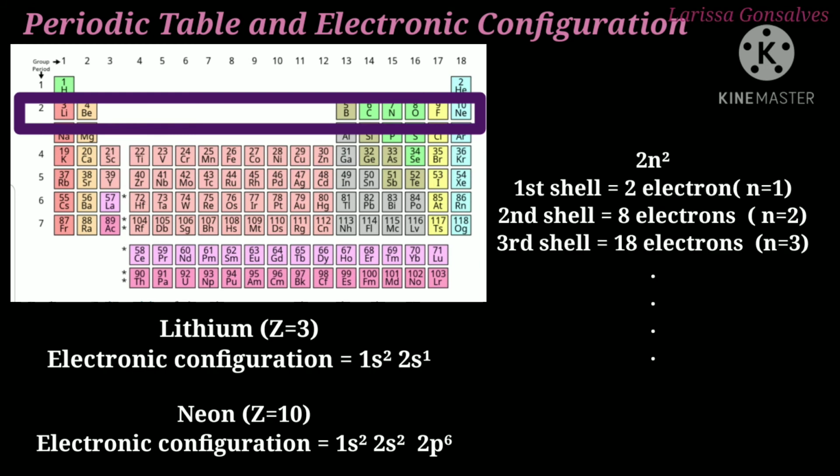We have already studied this while studying the quantum numbers. The formula that is used to calculate the number of electrons in the shells is 2n square. So in the second period there are 8 elements.